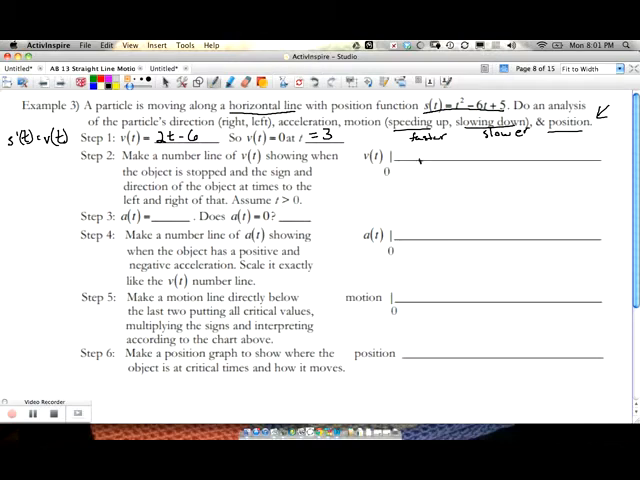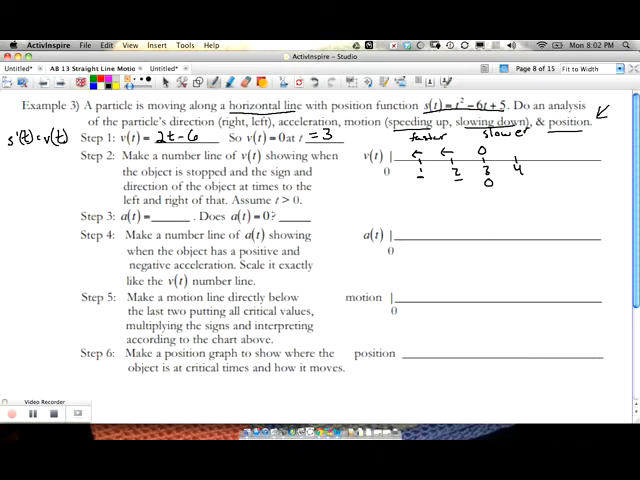So at v of 1, I plug in 1. That's going to be 2 times 1 minus 6. That's going to be a negative. That means that I'm moving to the left because it's negative. And at 2, if I plug in 2, it's still negative, so I'm still moving to the left. But then at 3, that's when I hit my 0. So I'm stopped. Now at 4, I'm actually changing direction, because 2 times 4, if I plug that in, is 8. Then subtract the 6, that's 2. That's a positive number. And a positive velocity means movement to the right.